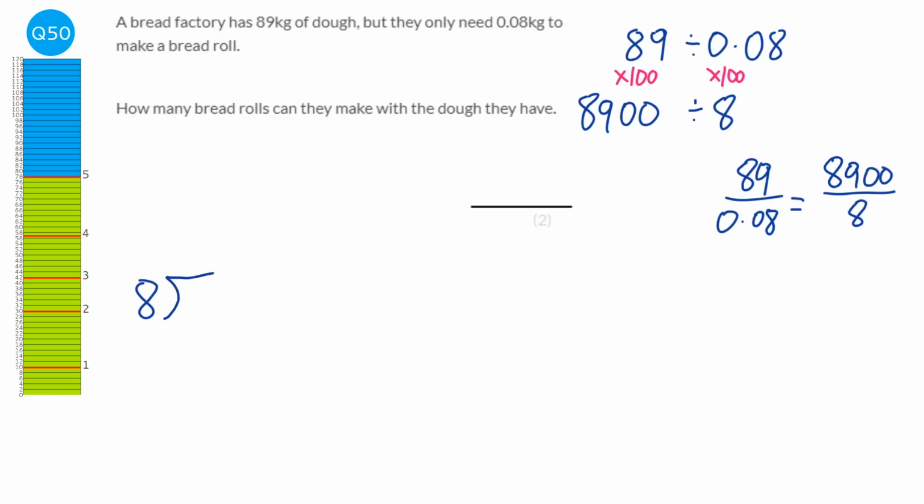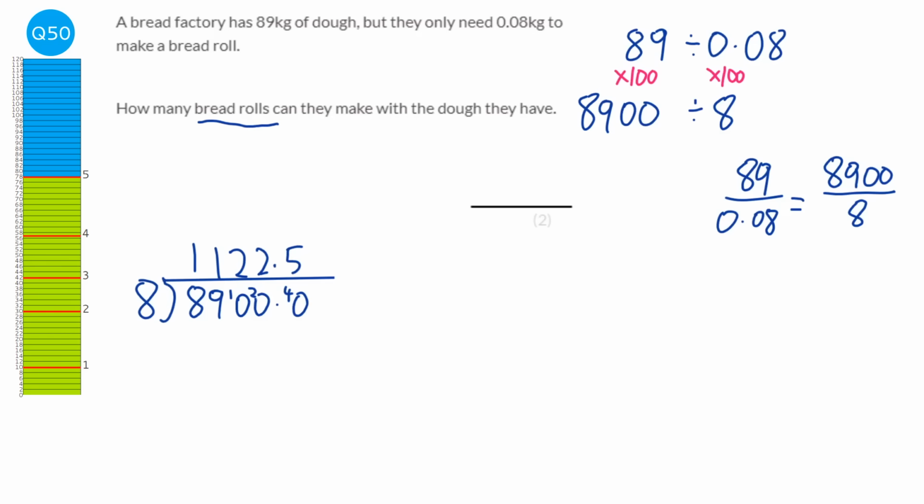So 8 on the outside, and in fact I might use a straighter line here. There we are. And we've got 8,900 on the inside. So 8 into 8 goes 1, 8 into 9 goes 1, remainder 1, 8 into 10 goes 2, remainder 2, and 8 into 20 goes 2, remainder 4, and 8 into 40 goes 5. Now it says how many bread rolls can we make.